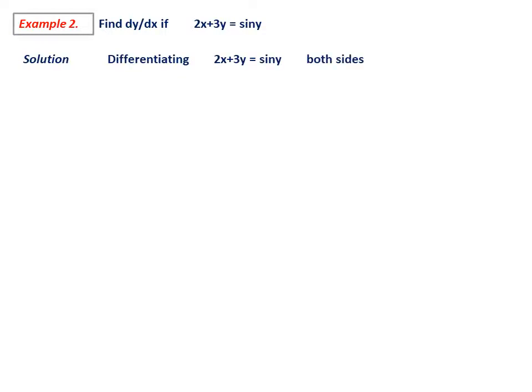Next, example 2. Find dy by dx if 2x plus 3y equal to sin y. Instead of cos x here, it is sin y. So that is the only difference. So differentiating both sides, method is same. 2x plus 3y equal to sin y, both sides we get d by dx of 2x plus 3y will be equal to d by dx of sin y.